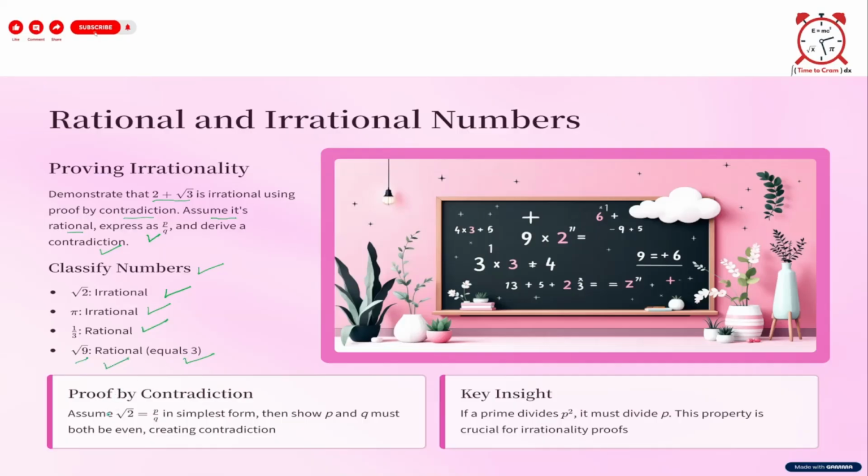Now most important questions, proof by contradiction. Root 2 is an irrational number. So assume root 2 as p upon q in simplest form. Then show p and q must both be even, so they have the common factor 2. This creates the contradiction, and in the last prove that root 2 is an irrational number. So key insight, this is the theorem: if a prime divides p square, it must divide p. This property is crucial for irrationality proofs.